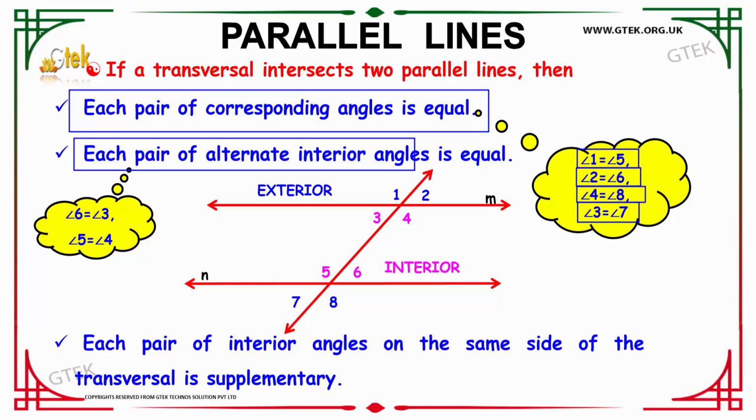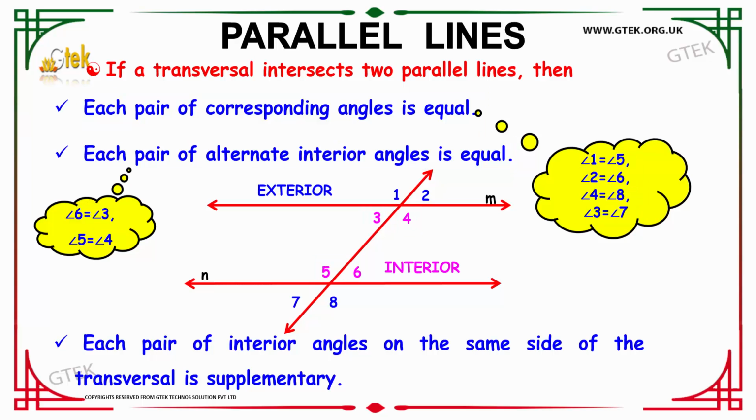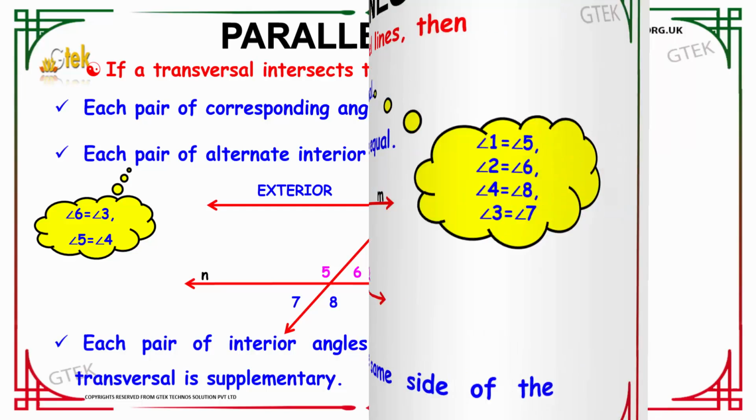Each pair of alternate interior angles is also equal, that is angle 6 equals angle 3. Similarly, angle 5 equals angle 4. So these are the pairs of alternate interior angles which are equal. And each pair of interior angles on the same side of the transversal is supplementary, that is 180 degrees. So based on these statements we have seen, we'll have problems which will be as follows.